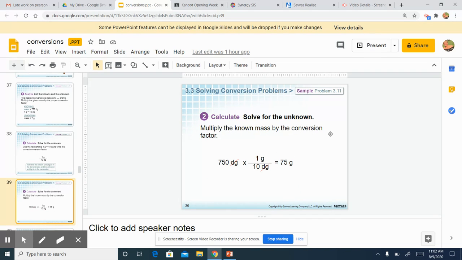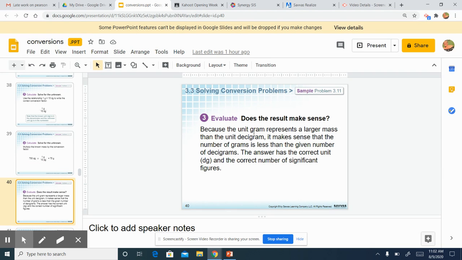And it says multiply the known mass by that conversion factor. Our units of decigrams cancel out. 750 times 1, and then all that divided by 10 will give us 75 grams. Because the unit gram represents a larger mass than the unit decigram, it makes sense that the number of grams is less. So that is a sensible answer for us. The answer has a correct unit and the correct number of significant figures.